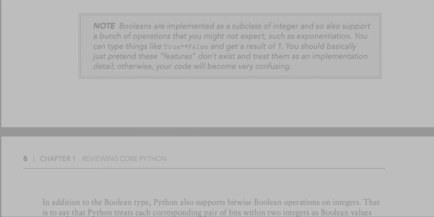The Boolean type has most of the Boolean algebra operations you'd expect, including and, or, and not, but surprisingly not XOR. Note: Booleans are implemented as a subclass of integer, and so also support a bunch of operations that you might not expect, such as exponentiation. You can type things like True ** False and get a result of 1. You should basically just pretend these features don't exist and treat them as an implementation detail, otherwise your code will become very confusing.